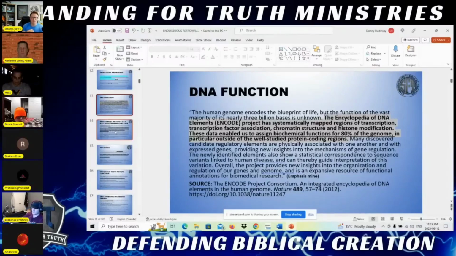If it's nested hierarchies by design rather than descent, then we would expect a lot of functionality. So we would find these nested hierarchical patterns within so-called non-functional regions and non-functional elements, and we'd actually find those to reflect just that, which is function.